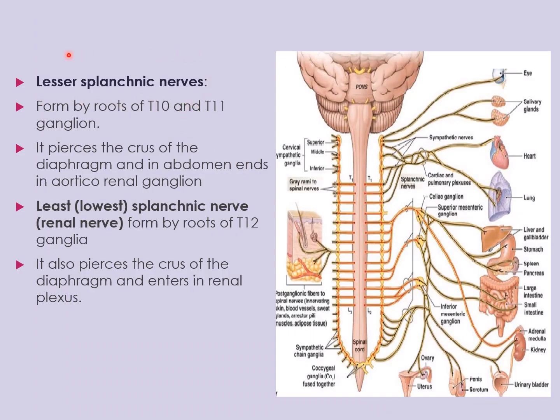Now, the lesser splanchnic nerve, formed by the roots of T10 to T11 ganglia, pierces the crus of the diaphragm, and in the abdomen ends in the aortico-renal ganglion. So the lesser splanchnic nerves end in the aortico-renal ganglion, whereas the greater splanchnic nerve ends in the celiac ganglion. Now the least, or the lowest splanchnic nerve or the renal nerve, is formed by the roots of T12 ganglia. It also pierces the crus of the diaphragm and enters the renal plexus.